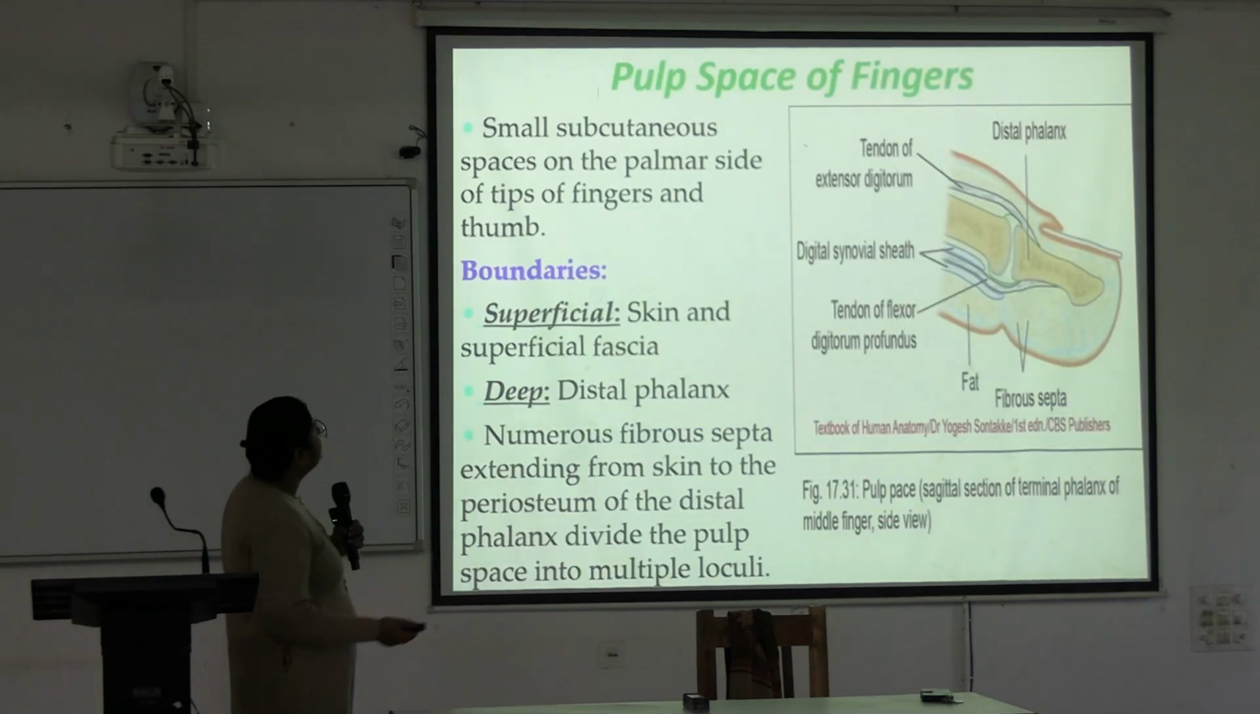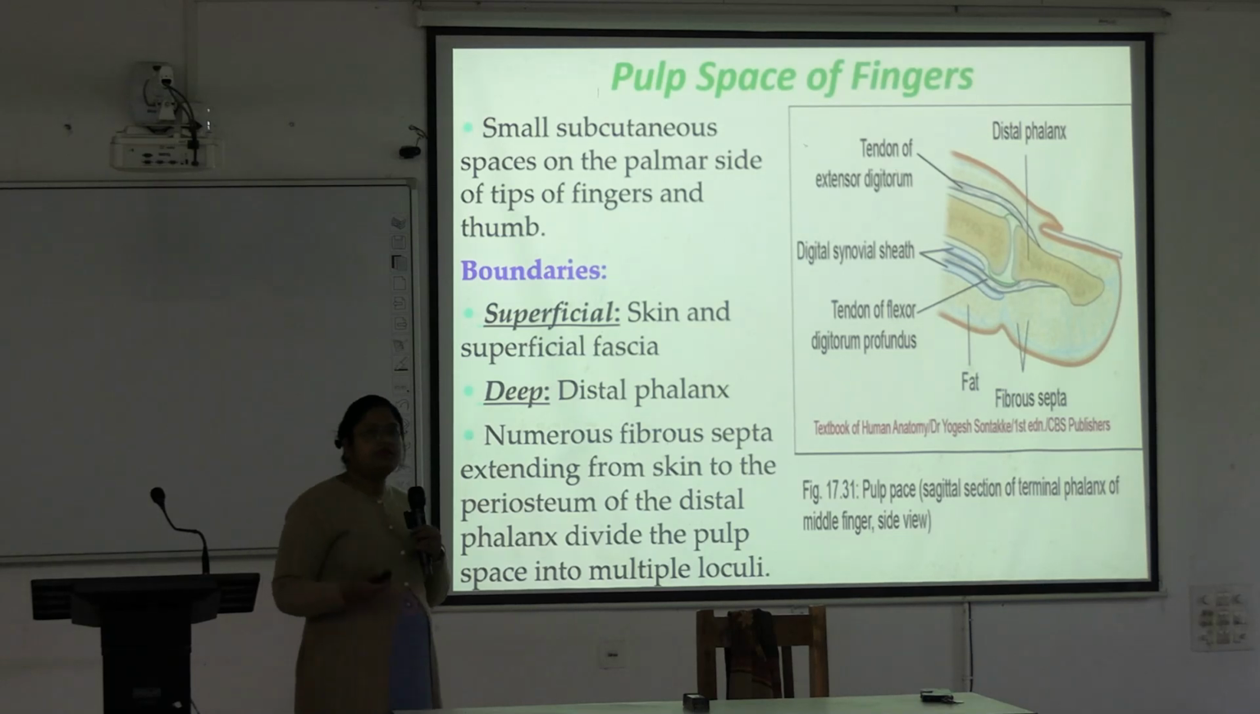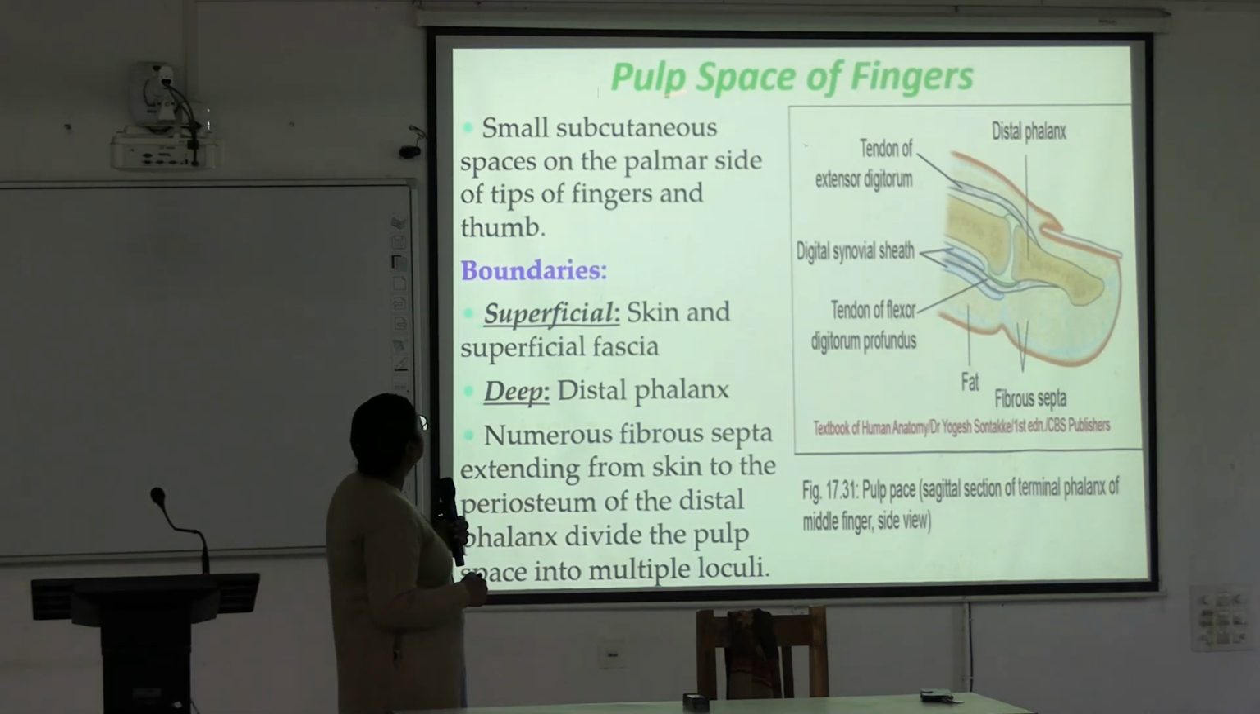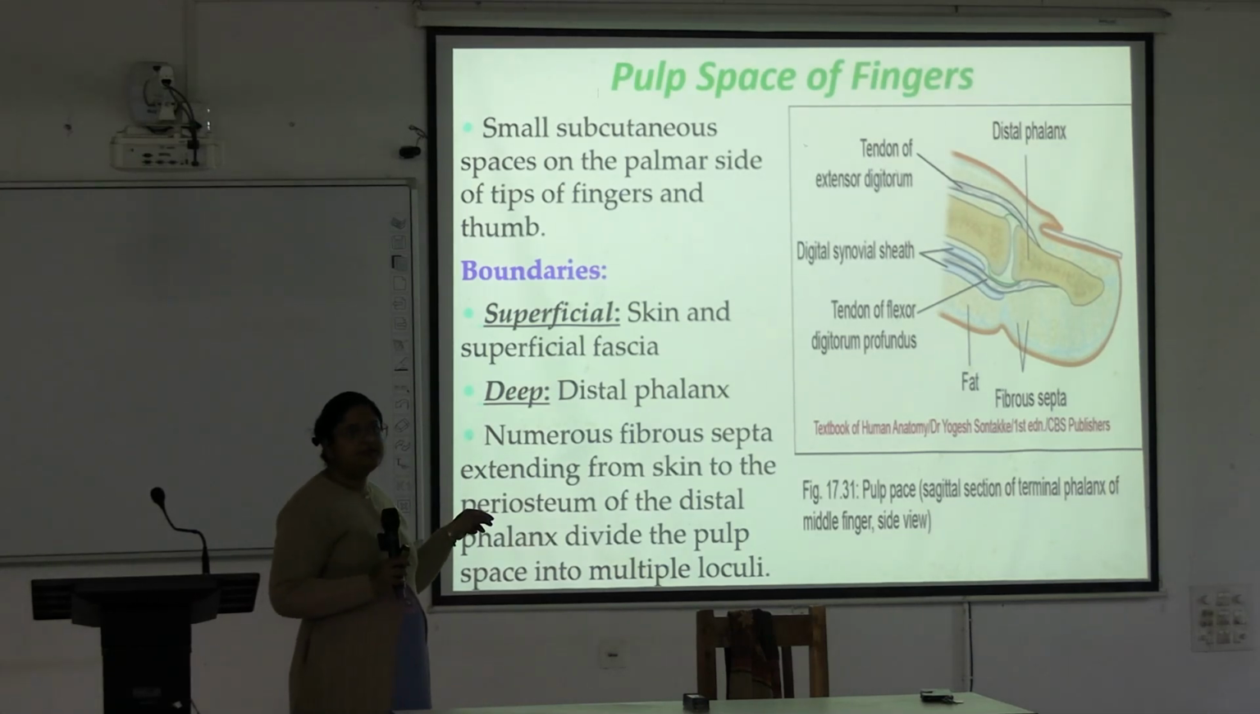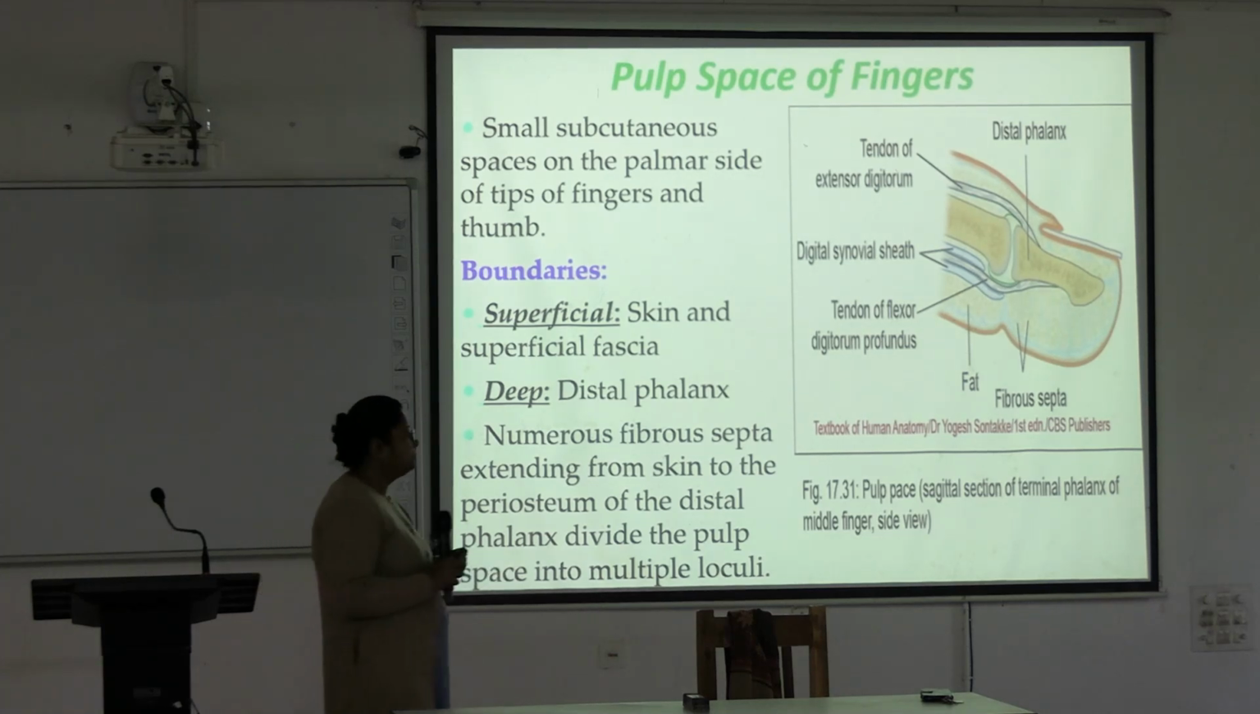Next we are going to Pulp Space of Fingers. Okay. Pulp Space comes as a short note mainly, and its clinical aspect, Felon, infection of pulp space, that also comes as a part of a long question or a short note. Okay.